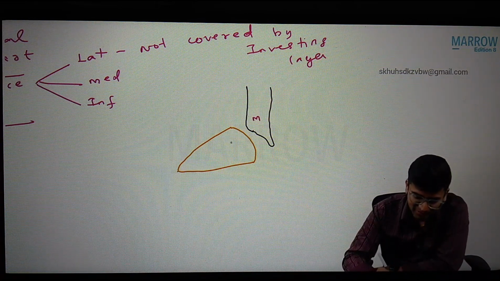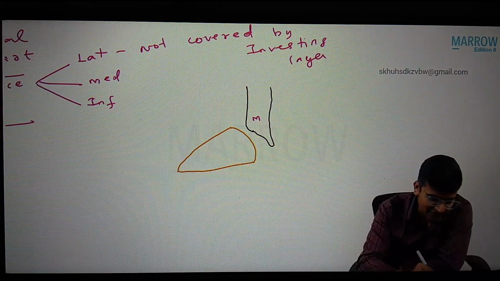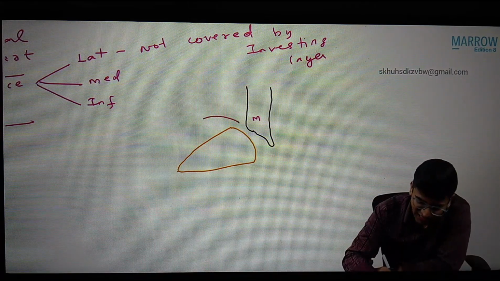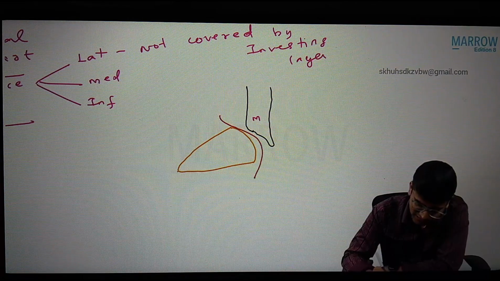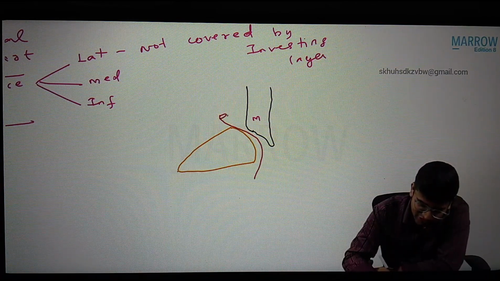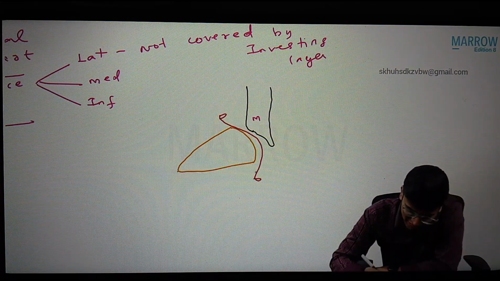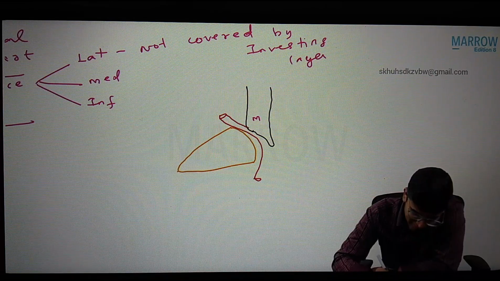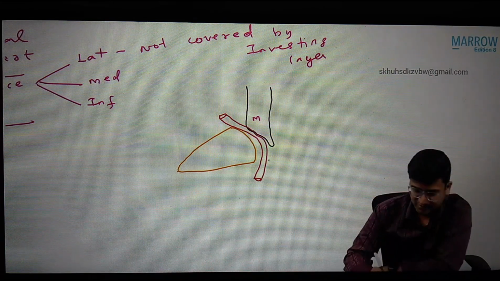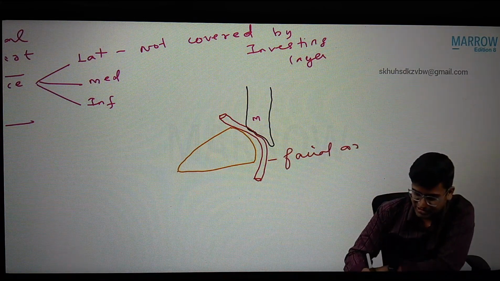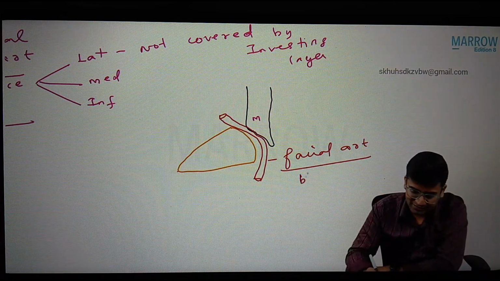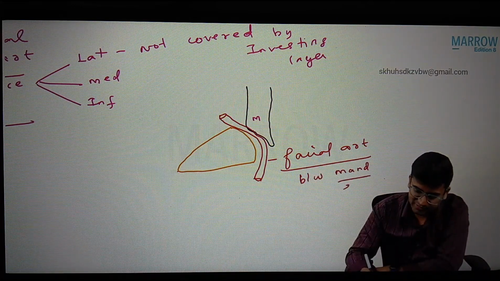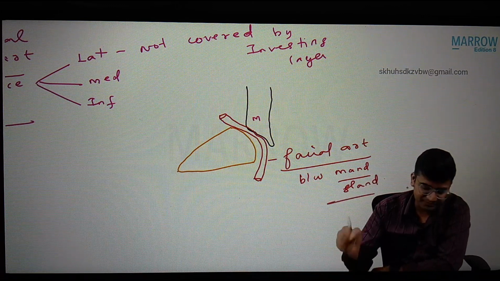Now between the mandible and the lateral surface of the gland, we have an artery. That artery grooves and enters the face like this. This is the artery. Which artery? The facial artery. So the facial artery is grooving between the mandible and the gland. That is the facial artery, grooving between the mandible and the gland.